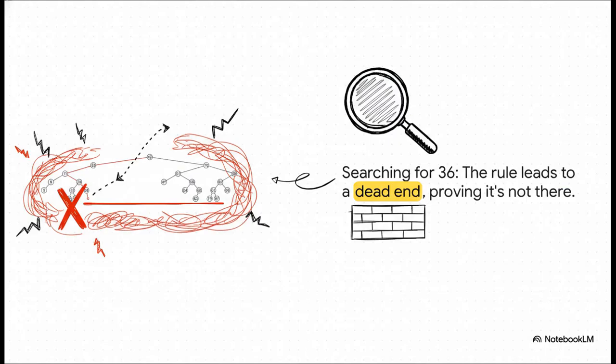But wait, what if the number we're looking for isn't even in the tree? Well, the process is just as fast. We just follow the same exact rules. Left for smaller, right for larger. We keep going until we hit a dead end, a place where we should go, but there's nothing there. And hitting that wall isn't a failure. It's definitive proof that the number doesn't exist. And we find that out just as quickly.